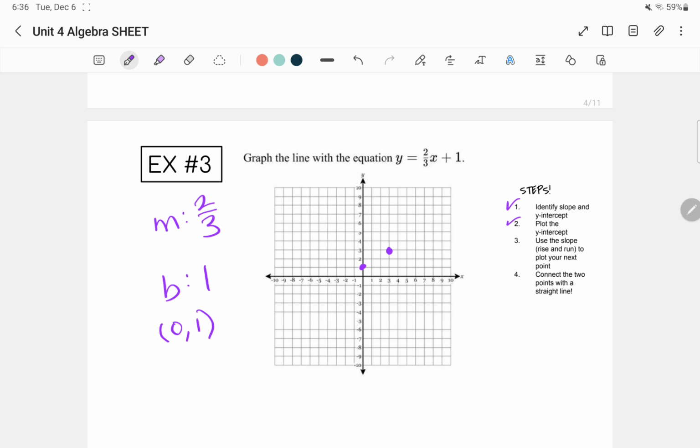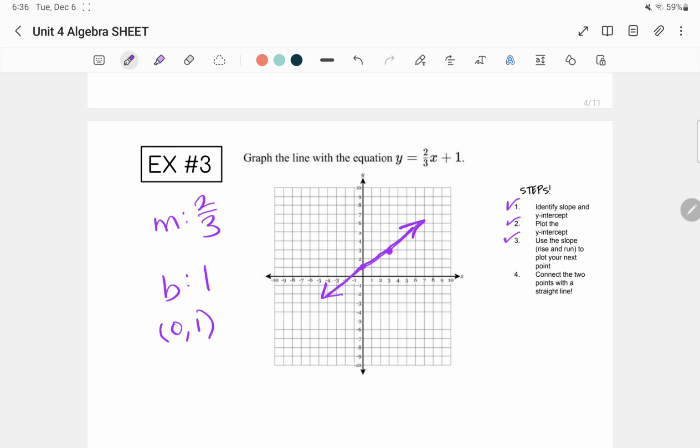All right, I'll do that one more time. So I'm going to use the slope, which is rise over run, to plot my next point. So again, if I'm starting at the y-intercept and my slope is 2/3, that means I'm going to rise 2 and run 3. So up 2, to the right 3. Now I have my next point, and now I'm going to just connect those 2 points with a straight line. As straight as you can make it.